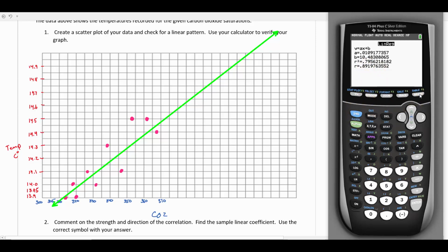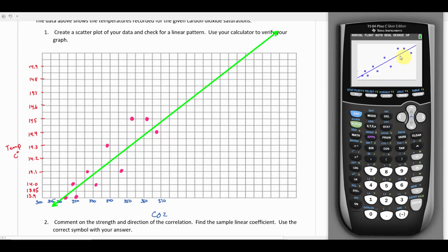So let's take a look at our graph. Oh, and make sure you do zoom option 9. It'll automatically fit your window to your data. So there's our graph, and there's our line, and it's looking pretty good compared to what we got here. All right, so two ways, by hand or by calculator.